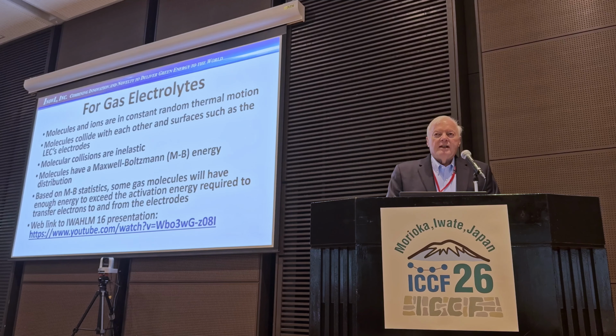I'm going to give an example for gas electrolytes because that's the one we've studied the most. The mobile ions in a gas are in constant random thermal motion. The molecules collide with each other and with the surfaces, the electrodes. Molecular collisions are inelastic. Maxwell-Boltzmann energy distribution has defined those as a function of temperature and pressure. And based on that statistics, some gas molecules will have enough energy to exceed the activation energy required to knock an electron off of the high work function or to add an electron to the low work function material.